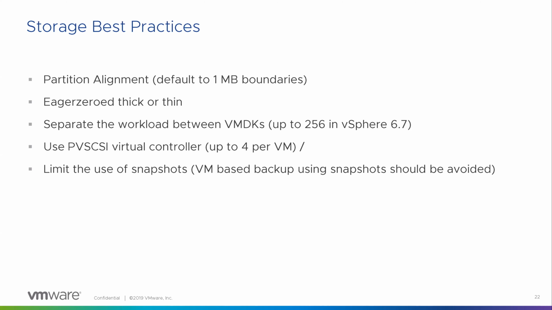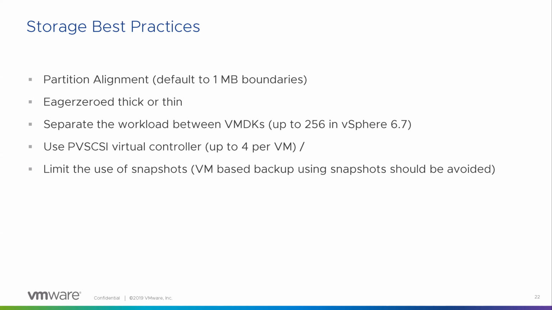But certain operations like creating table spaces, creating data files, doing data loads, actually benefit if you have those VMDKs as eager zero thick, because you don't want to take a penalty on the first write. And that first write penalty actually happens when you do any of these operations.